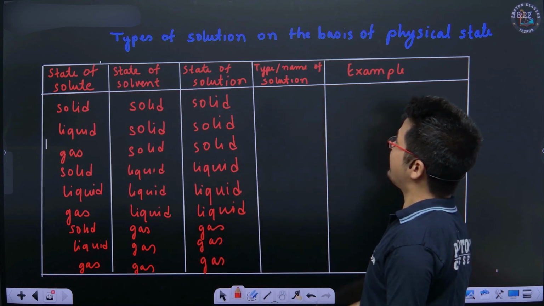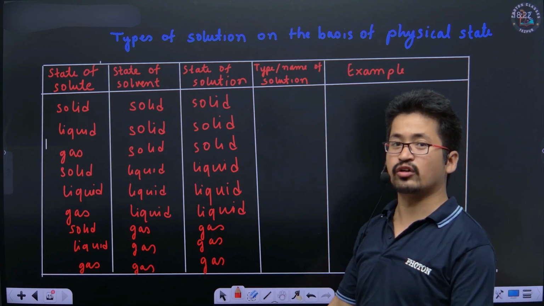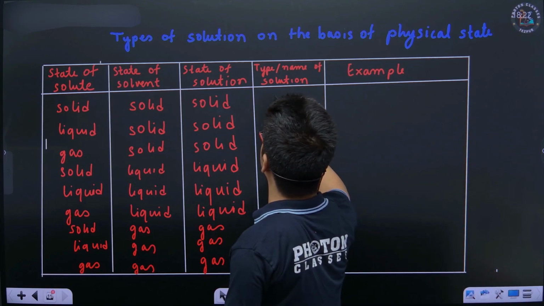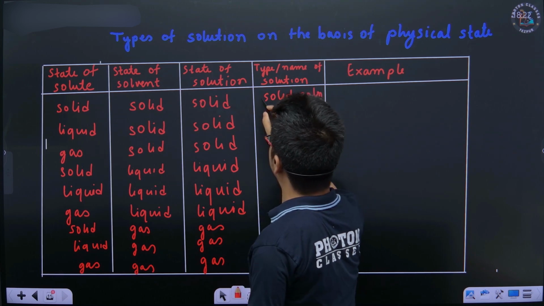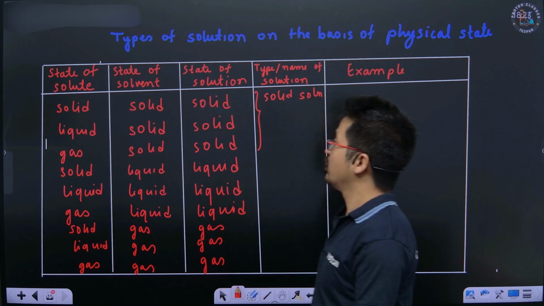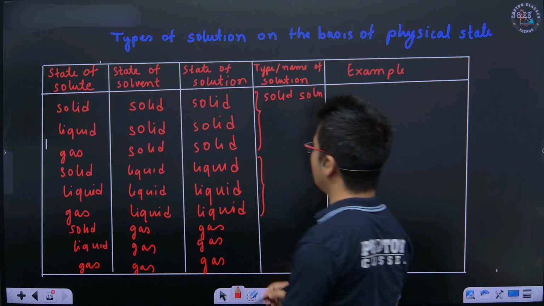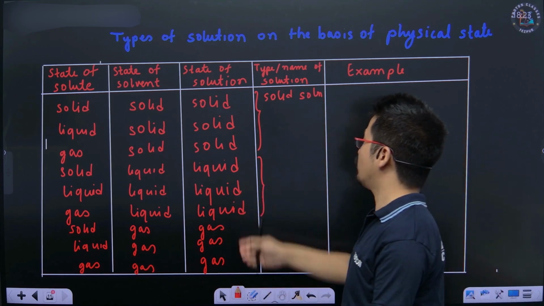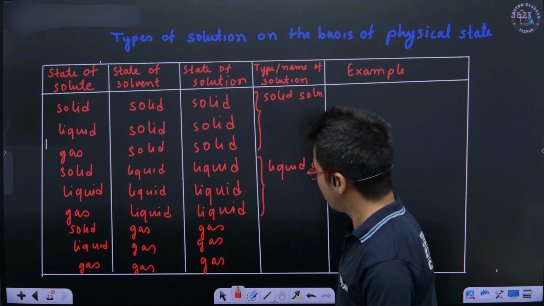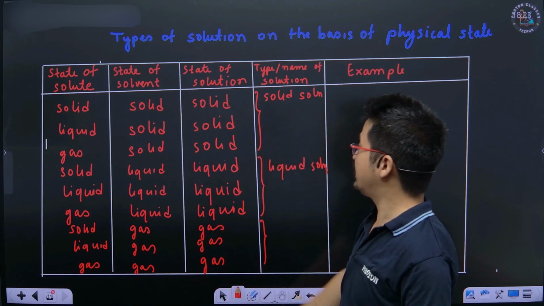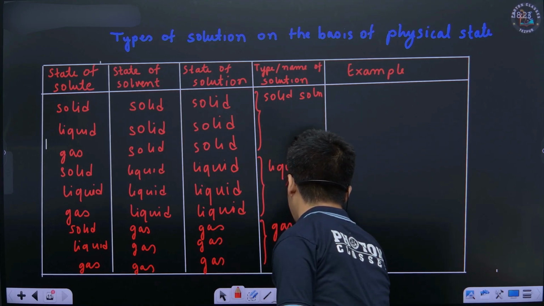Fine. So similarly, what will be the name of this particular solution? If the solution is in the solid state, then it will be called a solid solution. So these three are called solid solutions. Similarly, the next 3: since the solvent is in liquid state and so is the solution, this type of solution will be called a liquid solution. For the next 3, the phase of the solution is gas, so these 3 solutions are called gaseous solutions.